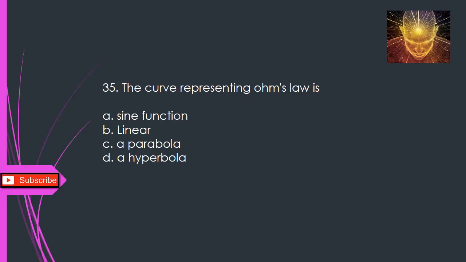The curve representing Ohm's law is: A. Sine function. B. Linear. C. A parabola. D. A hyperbola. Correct option is B. The curve representing Ohm's law is linear.